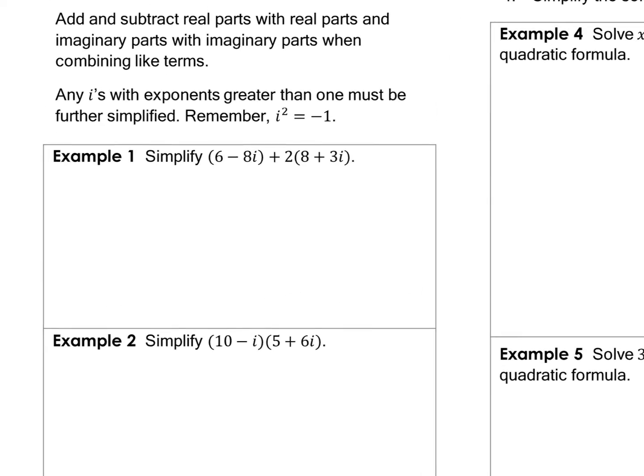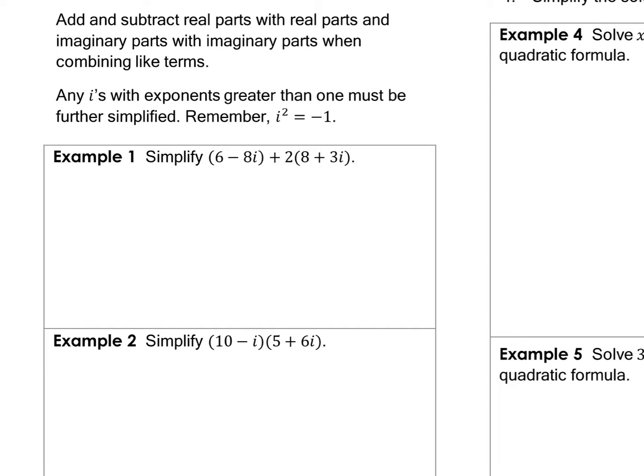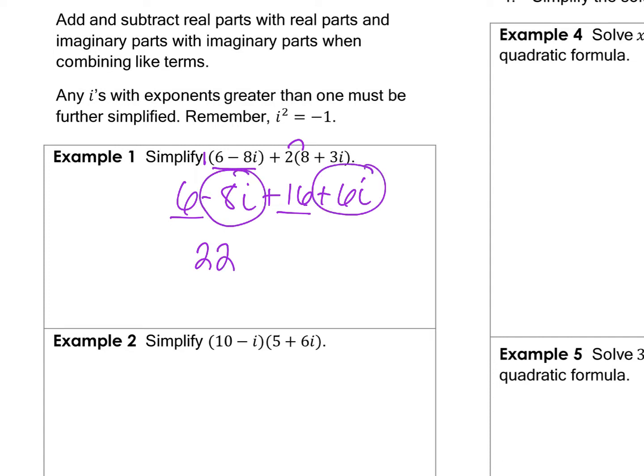So example 1, what we're going to do is multiply and then add like terms. Notice this first set of parentheses is really not needed because there's just a 1 in front. I am going to distribute that 2 though, so that's going to be 16 plus 6i. And then I'm combining like terms. The real parts, the parts without the i, that's going to be 22. And then the imaginary parts, the part with the i, would be negative 2i. Just like a variable x, we don't do anything with that. We just leave it as an i there. So there's our answer.